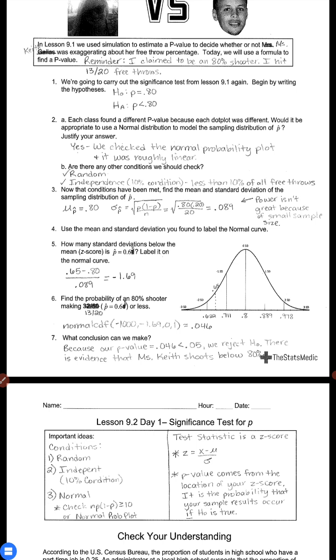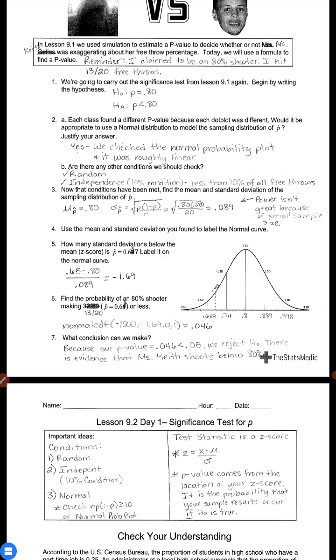So again, what I want to remind you of is if all that I tell you is that I shot 20 free throws, that is too small of a sample size for you to just assume that your data is normal. So what I did on number 2 to justify that I had normal data is I actually looked at what's called the normal probability plot. And again, that's not something you have to know in here, but that's how I made sure that my data was normal before I proceeded with this test.